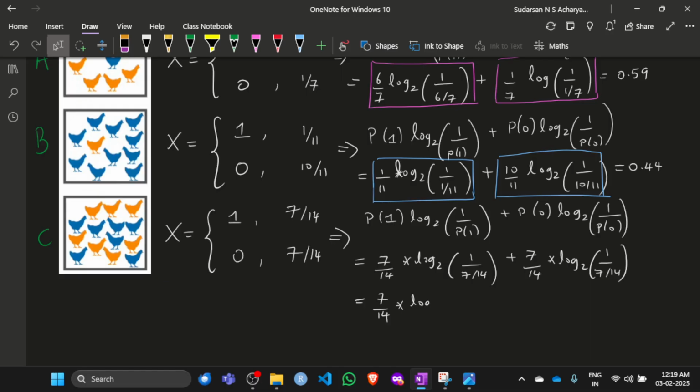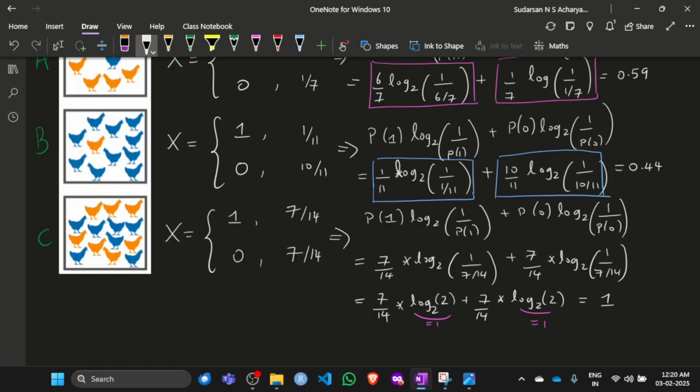times log 2. So 7 over 14, the reciprocal is just 2, log 2 of 2. This is 7 over 14 times log 2 of 2. As you all know, log 2 of 2 is just equal to 1. So this is equal to 1. So you have 7 over 14 plus 7 over 14. The entropy is equal to 1. The entropy is the maximum in this case because the surprise is equally distributed across the two possibilities, right?